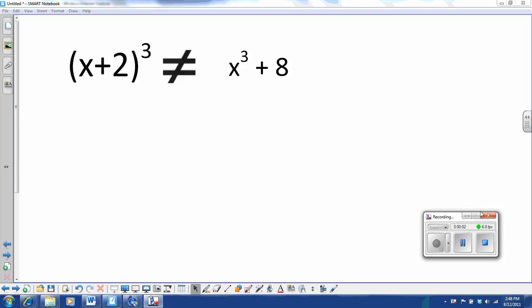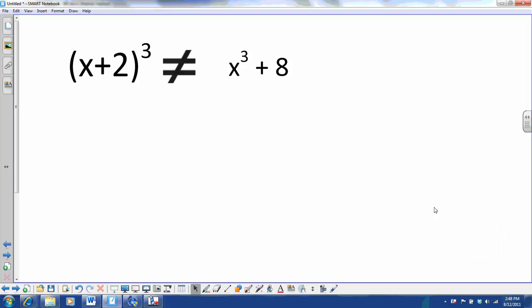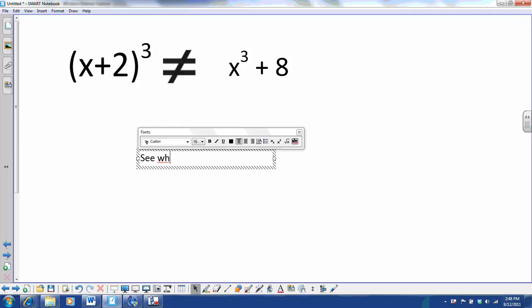I've graded the first part of your summer assignment so far, and there are a couple comments that I want to make. First of all, if you have the quantity x plus 2 to the third power, that's not equal to x to the third plus 8. It would be really nice if it were, but it's not. Let's just check an example to see why not.